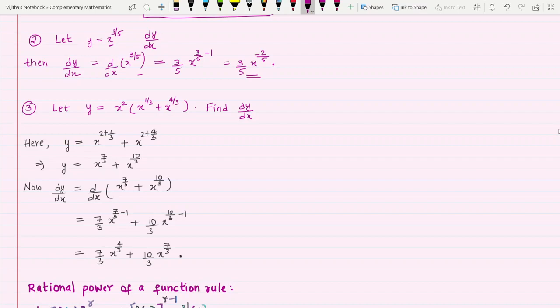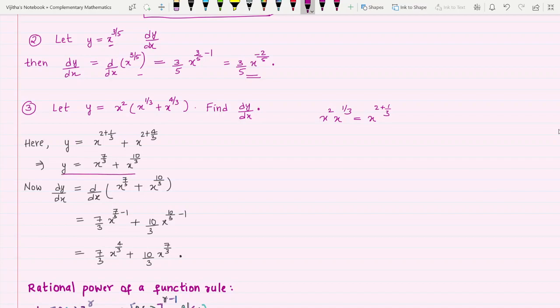Now suppose y is given as x square into the bracket x raised to 1 by 3 plus x raised to 4 by 3. We have to find dy by dx. So first we will combine the power of x and find the derivative. So we simplify this, we will open the bracket. So y is x square into x raised to 1 by 3, which is nothing but x raised to 2 plus 1 by 3. Okay, so it is x raised to 7 by 3 plus, similarly, x raised to 2 plus 4 by 3, so it is x raised to 10 by 3.